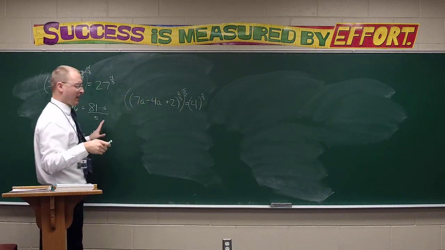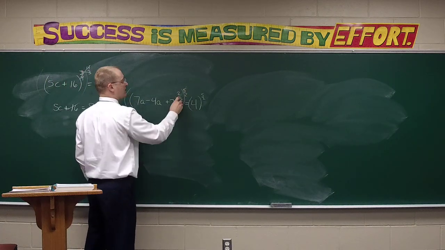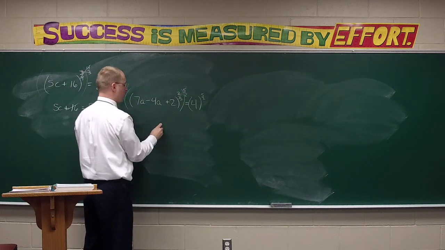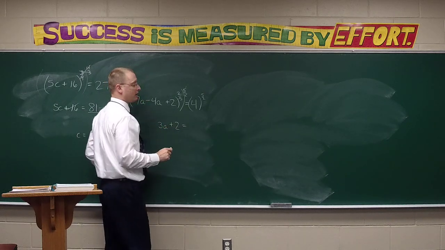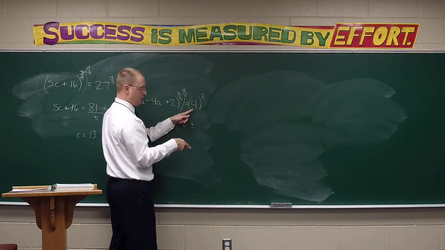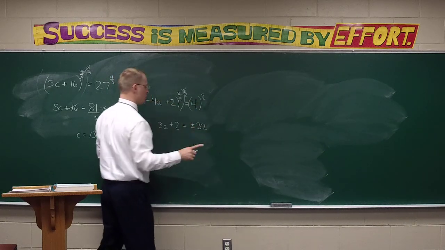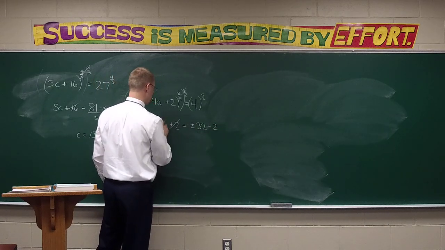On the left side, what do we get? 3a + 2. Good. These cancel, so it just gives me this, but let's also combine at the same time to get 3a + 2. And on the other side, positive negative 32. There we go. The square root of 4 is positive negative 2, and to the 5th is positive negative 32. 2 steps. Move over the 2 as a negative and divide by 3.